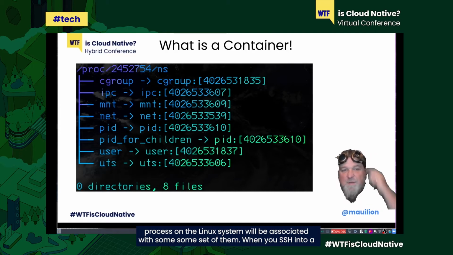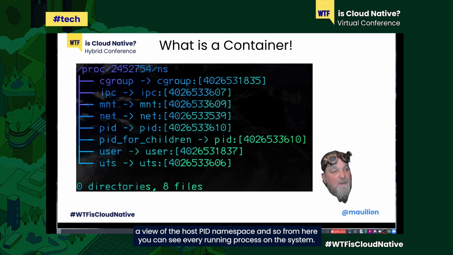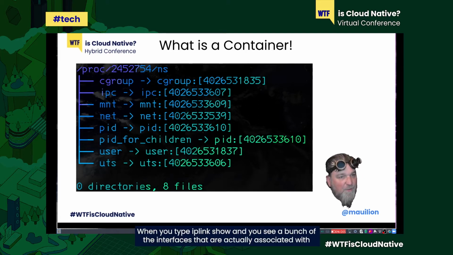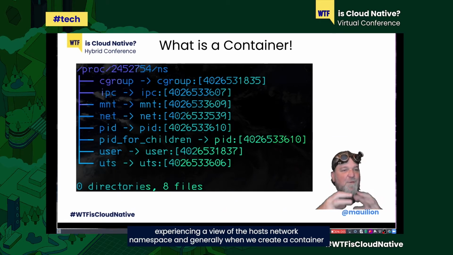When you SSH into a Linux system and you type ps -ef, you may see a number of processes running, and this is a view of the host PID namespace. So from here, you can see every running process on the system. When you type ip link show, and you see a bunch of the interfaces that are associated with the actual host, the physical machine, or virtual machine for that matter, then you are experiencing a view of the host's network namespace.